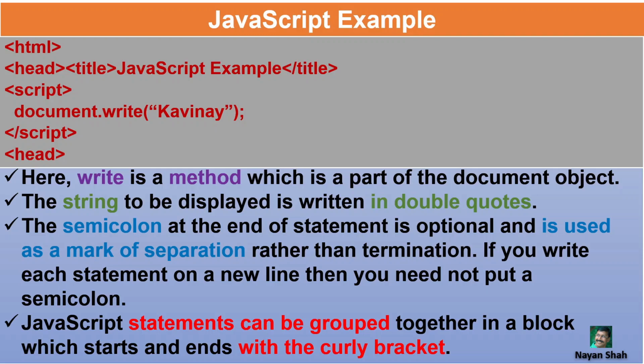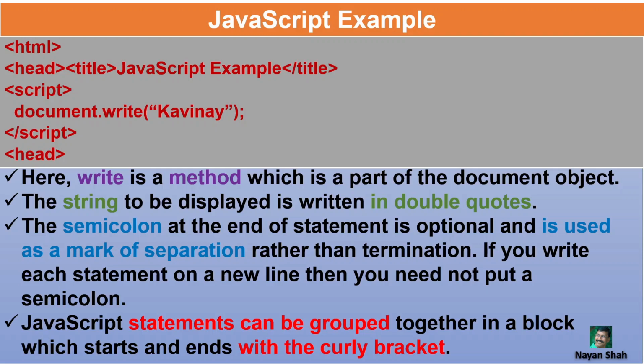document.write, and within brackets, within double inverted commas, some word. Let's say here it is Kavinai, and then a semicolon. Let us understand these lines. Here in this statement, write is a method. Write is a method of JavaScript which is a part of the document object. So it is again object oriented programming, document being an object. Document means web page. So on the web page we want to write something.